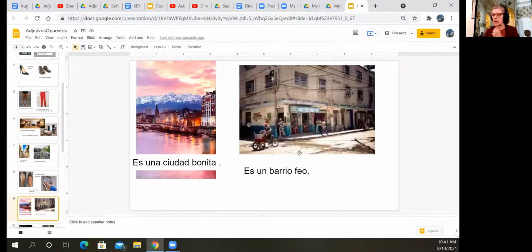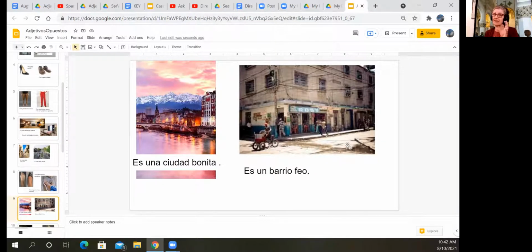Some other words that your book gave you were opposites of bonito and feo. Bonito and feo. Es una ciudad bonita. It's a pretty city. Es un barrio feo. It's an ugly looking neighborhood. Feo, ugly. The word ugly in English also has an ugly connotation.